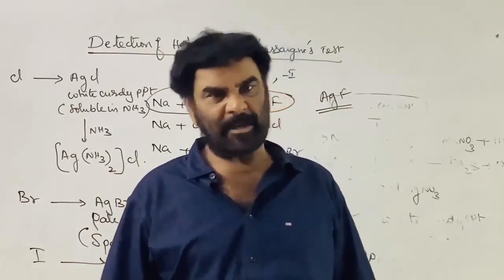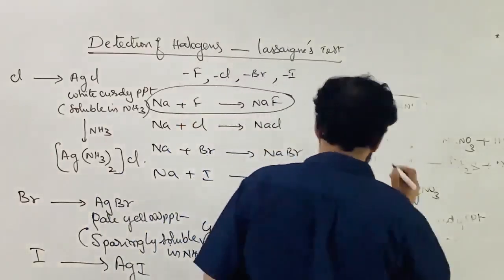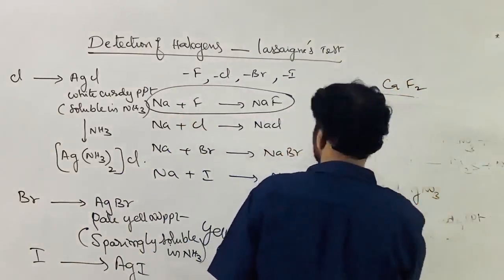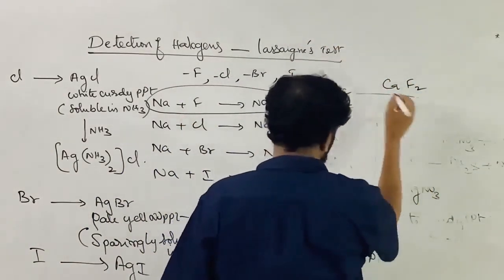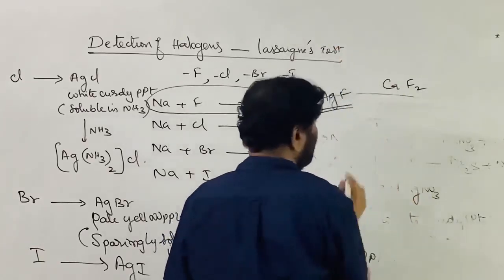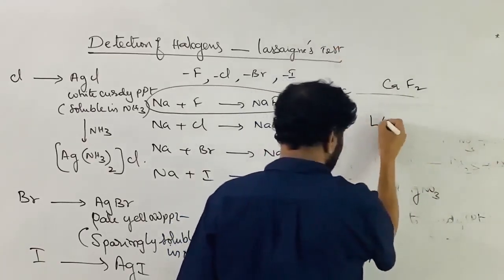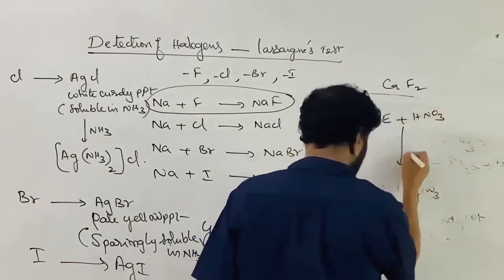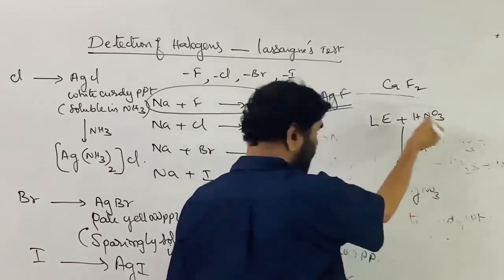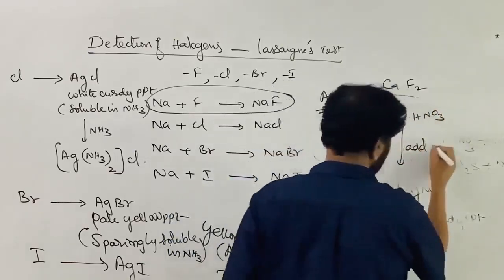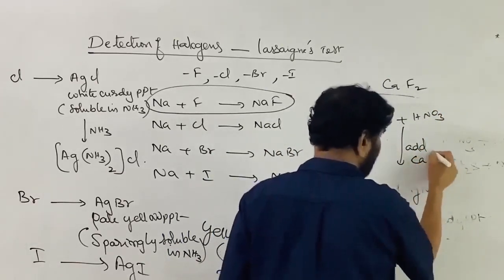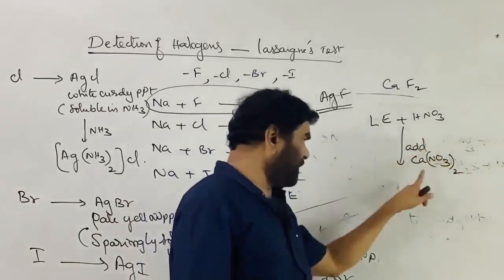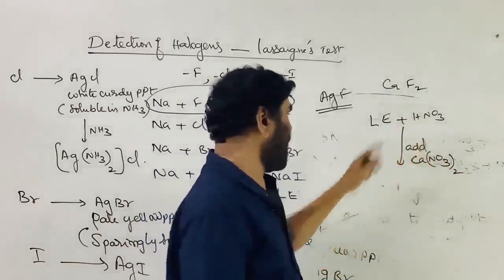that is calcium nitrate, or calcium chloride is used. So calcium fluoride is the form in which the fluoride ion is detected. To detect fluorine in the given organic compound, take the Lassaigne's extract and treat it with HNO3 to decompose, then add calcium nitrate. Why calcium nitrate? Calcium nitrate is a soluble compound that supplies the calcium ion.